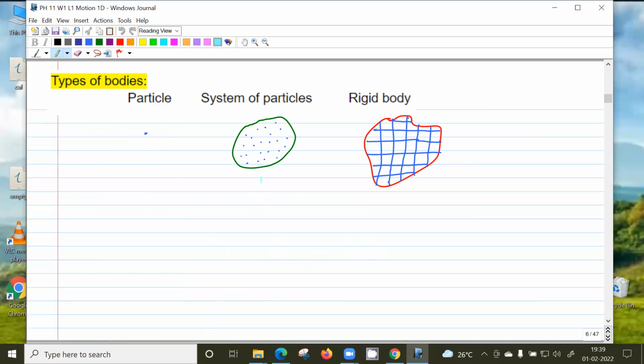And the system of particles comes in gas. Even in center of mass, you can think of a system of particles, but it's more like a rigid body. When you consider center of mass and rigid rotational motion, we are considering more like a rigid body. But when you consider gas, it's not a rigid body. It's like a system of particles, a gas molecule.